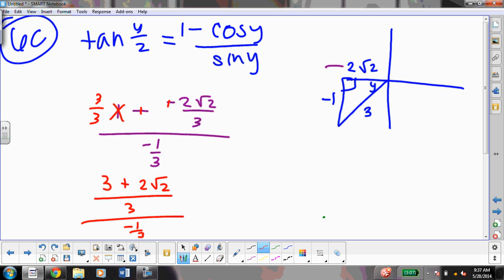And then I'll multiply by the reciprocal. 3 plus 2 root 2 over 3 times negative 3 over 1. So the 3's cancel out. I still have the negative that I'll multiply through both things. Negative 3 minus 2 root 2.